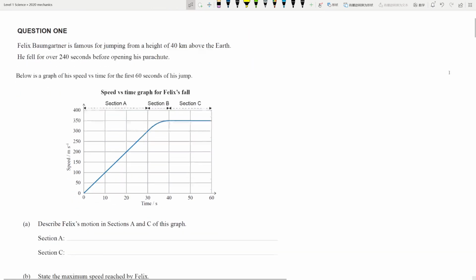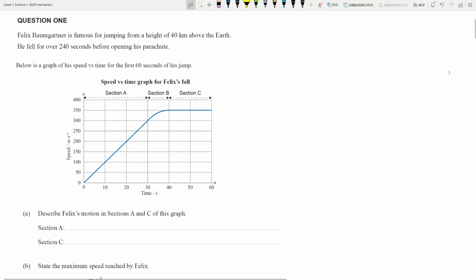is what type of graph is this? This is a speed time graph. So first things first, when you see a speed time graph, just look at the axes. This is speed, this is time. So they even told you this is a speed versus time graph. How nice of them. So let's have a look at some of the clues.